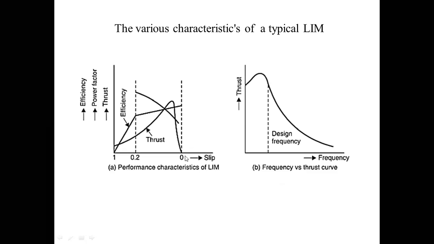And how about the thrust value? The thrust force should be, initially, zero and it should be rising or increasing towards the maximum value, after that it should be dropping with respect to slip 1 value. And the frequency versus thrust curve should be like this. Actually this is the design frequency.